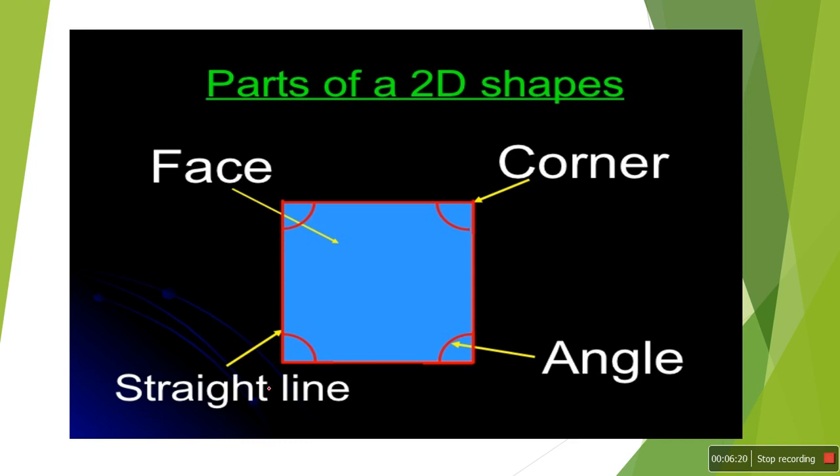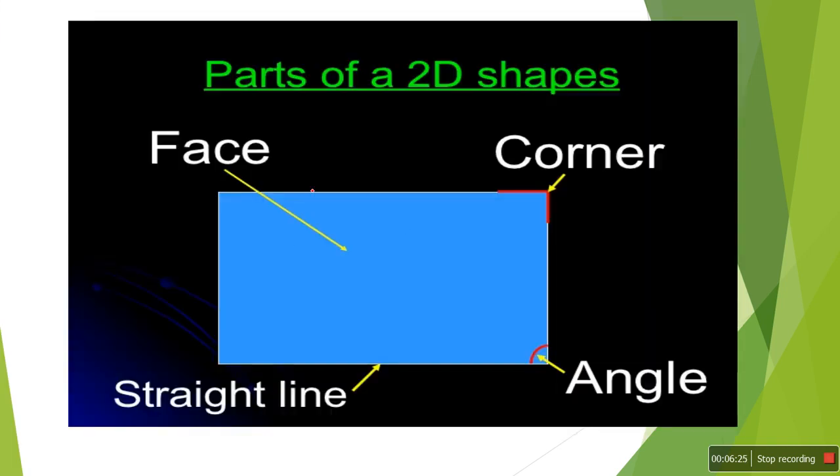So let me introduce another 2D shape, that is the rectangle. In a rectangle, what are the properties of a rectangle? The basic property is that opposite sides are equal. This side is equal to this side, and this is equal to this. That means opposite sides are equal. So again in 2D shapes there are 4 parts, the same that we have already studied: face, corner, angle and straight line. So in every 2D shape you will find 4 parts.